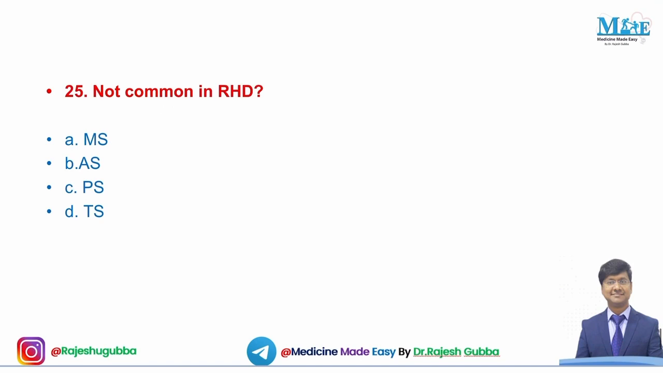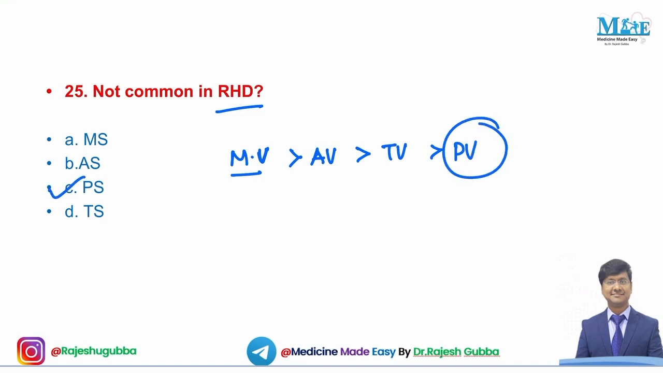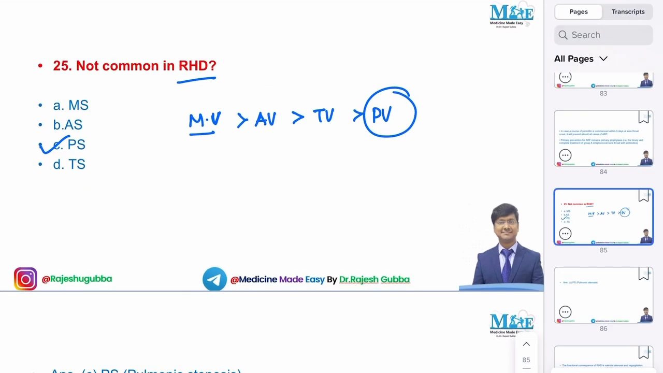Which among the following is not common in rheumatic heart disease? MS, AS, pulmonary stenosis, and tricuspid stenosis. In rheumatic heart disease, the most common valve affected is the mitral valve, followed by the aortic valve, then the tricuspid valve, and the last and least commonly affected valve is the pulmonary valve. So pulmonic stenosis is not common in rheumatic heart disease. Next question.